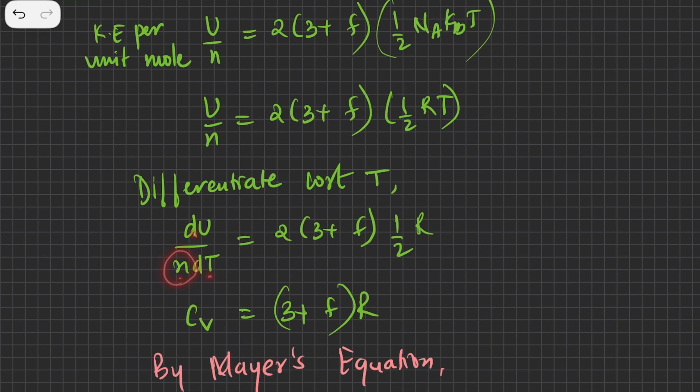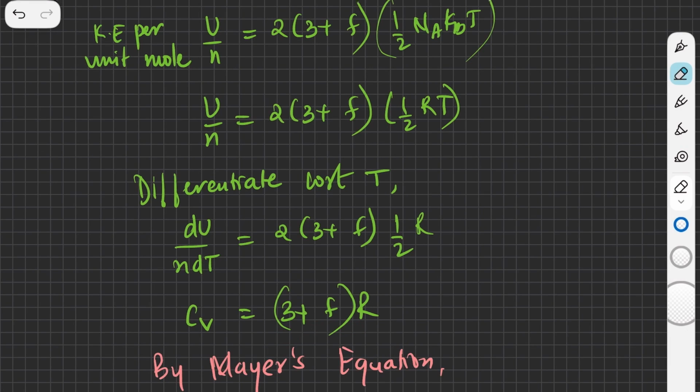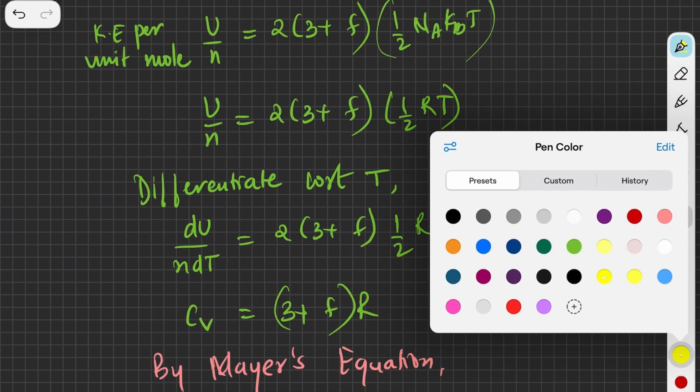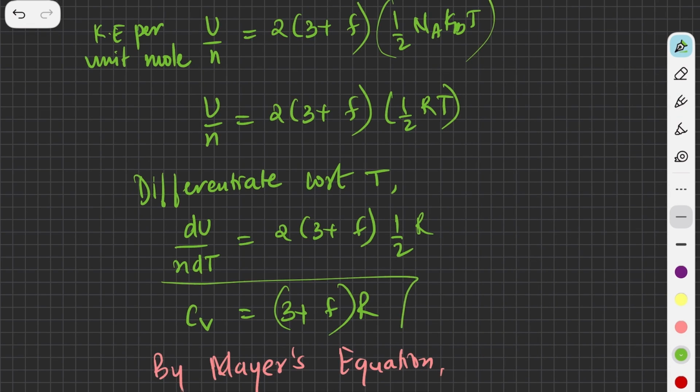N is a constant, that is thrown outside. 2, 3 and f is a constant, that is thrown outside. Half is a constant, R is a constant, and then I get derivative of T with respect to T. This value comes out to be 1, so we do not write 1, we just ignore that part. Yes, 2 and 2 get cancelled, so I get (3 plus f) into R. So this becomes one of my equations. This becomes my Cv, that is the molar specific heat at a constant volume.